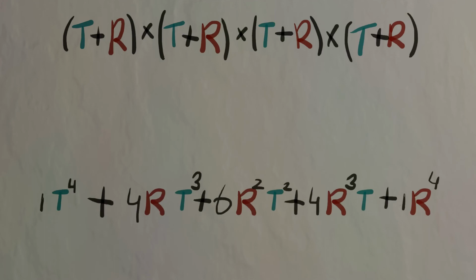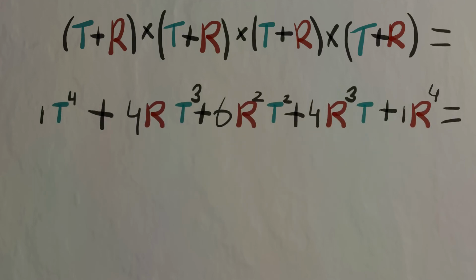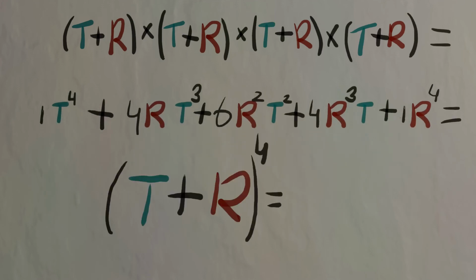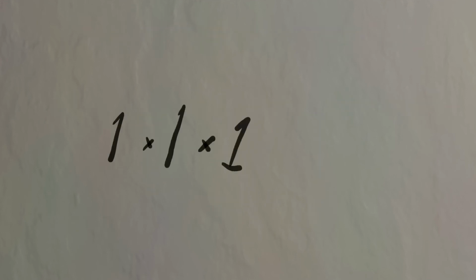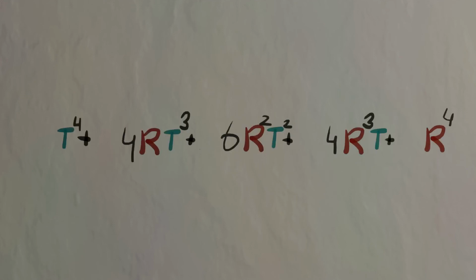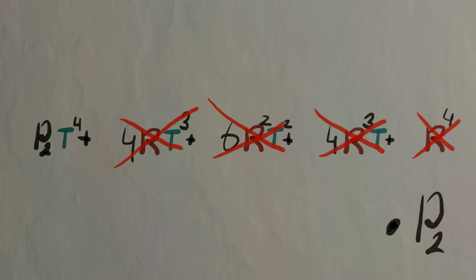That's all the possible combinations. If we add them all together, we get t plus r to the power of 4, which is 1. Remember, t plus r is 1. 1 times 1 times 1 times 1 is still 1. So why do this? Well, we multiply this t to the power of 4 by our endpoint. When t is 1, r is 0, so all of these terms disappear because anything times 0 is 0. 1 times endpoint is just the endpoint itself.